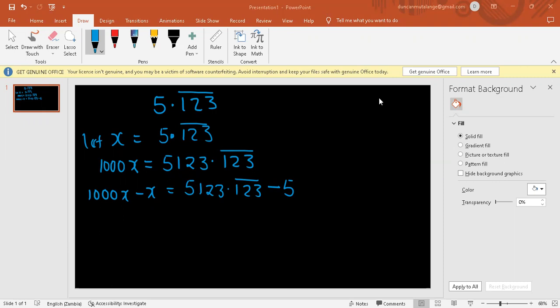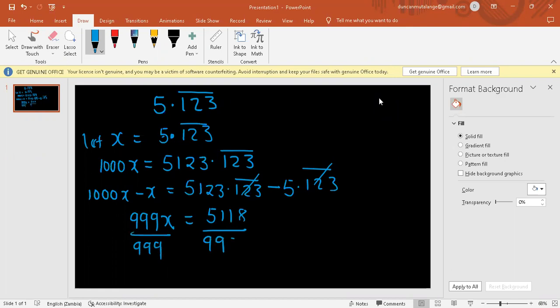Then we're going to have this minus this. So we have this, which is here, minus 5.123 repeating. It's the same thing we have been doing. So this minus this will just give us 999, isn't it? So 999x is equal to, when you subtract this and this, the repeating will go. So we'll just have this number minus 5, right? Which should give us 5118. Then you can divide both sides by 999.